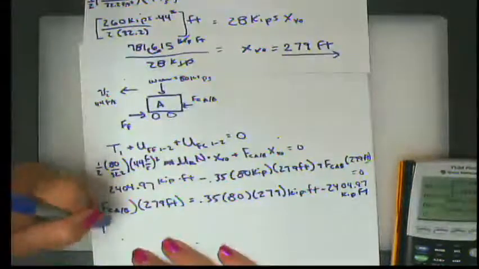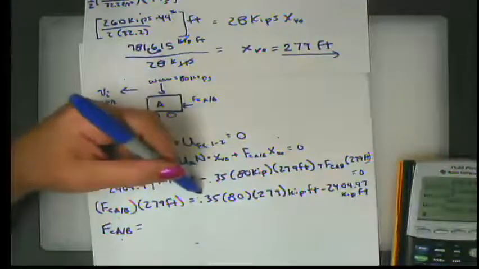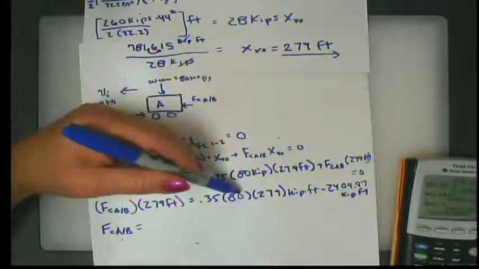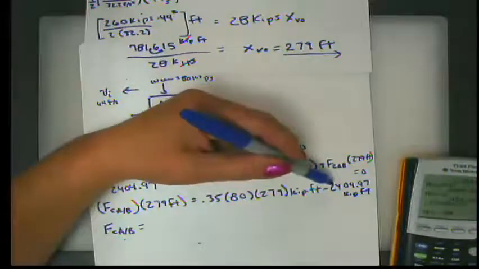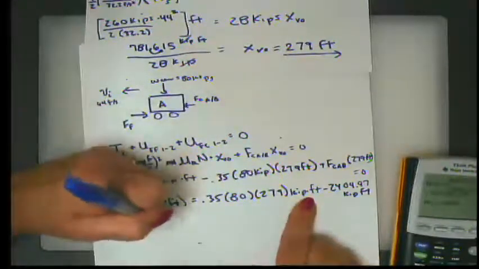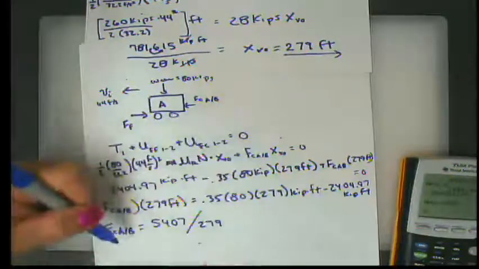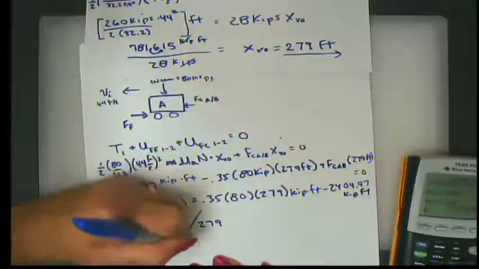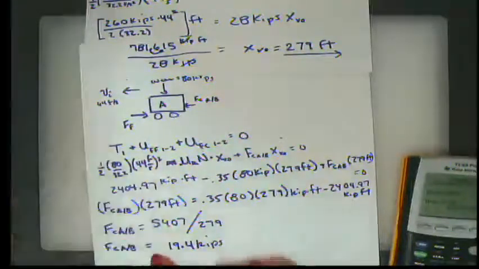Okay, so then I get the force in AB is going to be equal to this, 0.35 times 80 times 279. That's 7,812 minus 2404.9, which I'm just going to call 2405. So that is a positive 5407 divided by the 279 feet, and that'll give me an answer in kips of 19.4 kips is equal to the force in the coupling between A and B.